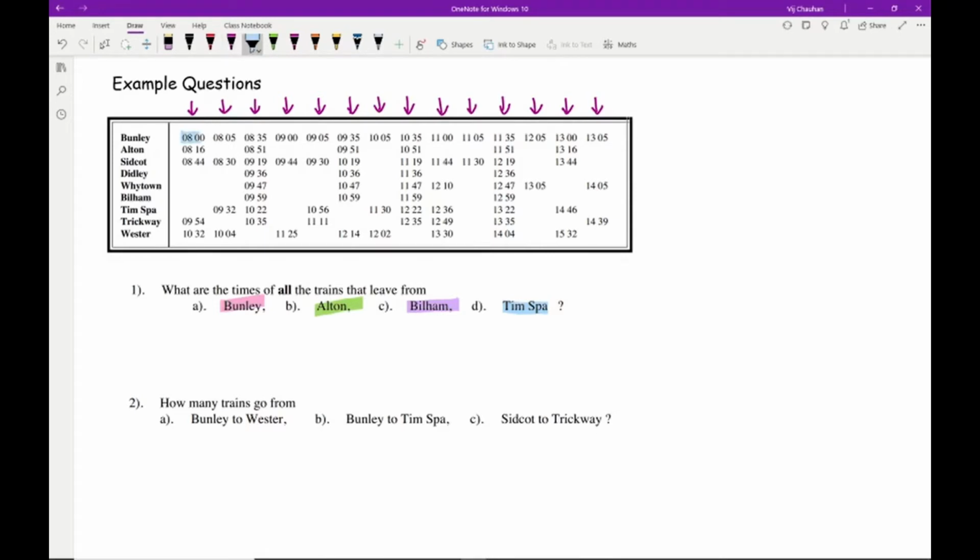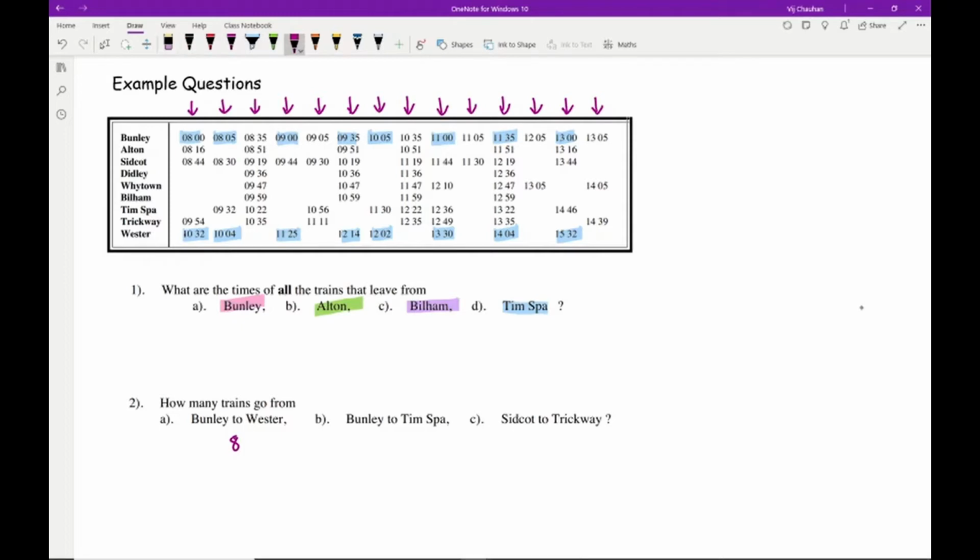and Wester. So for example, train 1 has got 2 times, so that's 1. I've got another train here that's got 2 times. Now the 3rd train starts off at Burnley, but it doesn't go to Wester, so I can't include that. The 3rd train does. The 4th train doesn't. The 5th train doesn't. The 6th does. This one does. That one doesn't. This one does. This one does. And this one does. So altogether I've got 1, 2, 3, 4, 5, 6, 7, 8 trains that go from Burnley to Wester. The next question is then how many trains go from Burnley to Tim Spa?